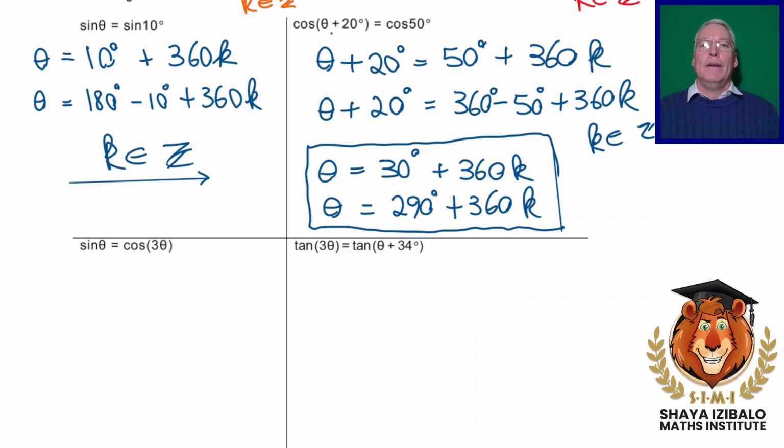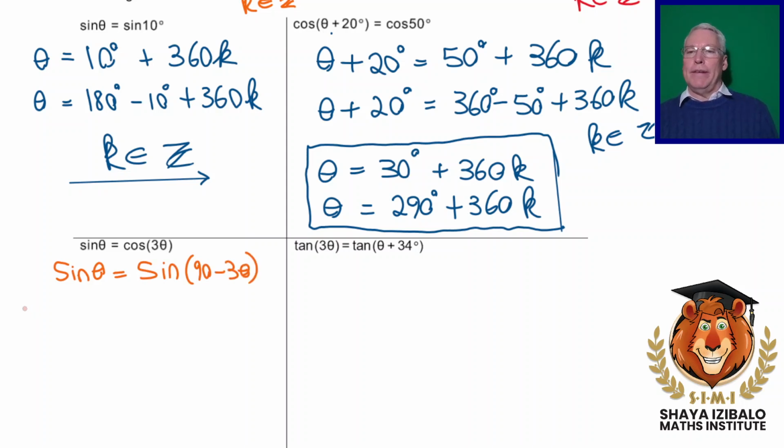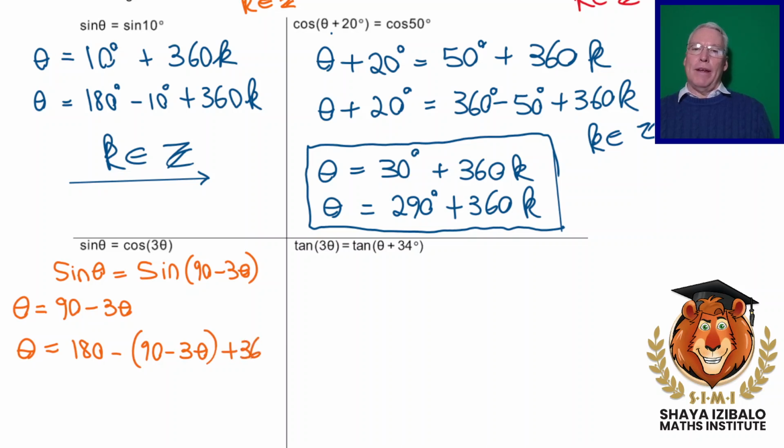All right, this first one, let's leave this one as sine theta, and let's change cos of 3 theta to sine of 90 minus 3 theta. Now the one possibility is that theta is 90 minus 3 theta. The other possibility is that theta is 180 minus (90 minus 3 theta). And for each of these we must add 360k.